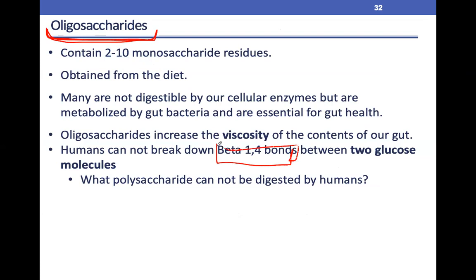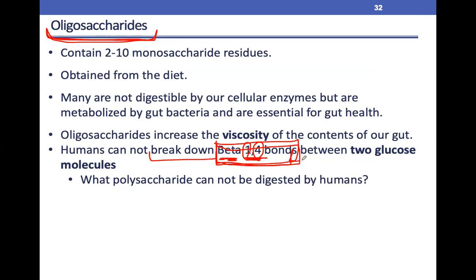So again, we went over what beta means. And I talked about what 1-4 means. So I'm talking about two glucose molecules and a beta 1-4 bond, which means the carbon 1 of one glucose and carbon 4 of another glucose are attaching to each other. And what's interesting about the human body is that if this bond is present between two glucose molecules, a 1-4 bond, the human body can actually not break that down. We do not have an enzyme that breaks down the 1-4 bonds between glucose.